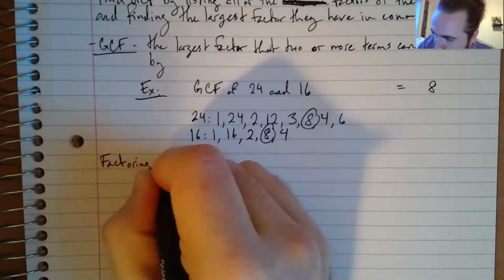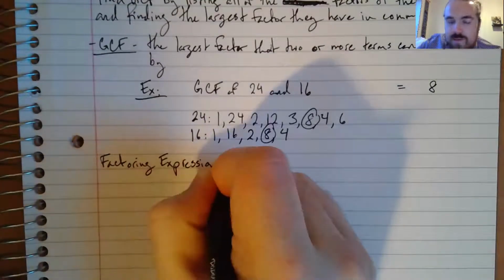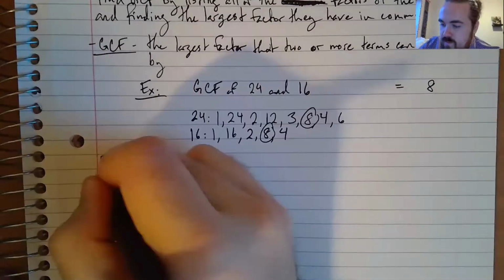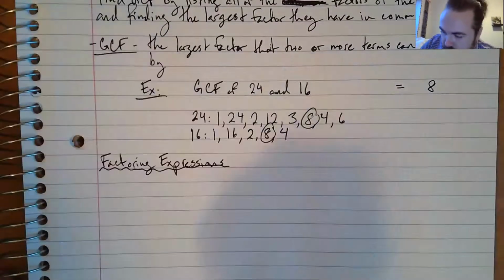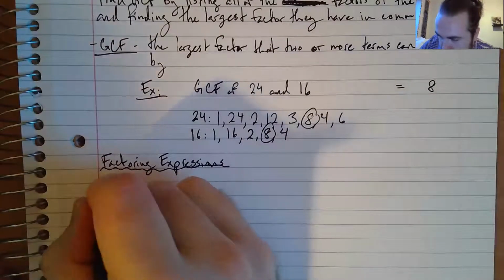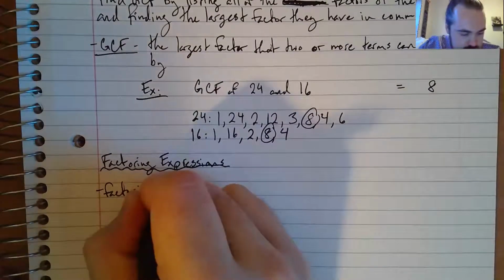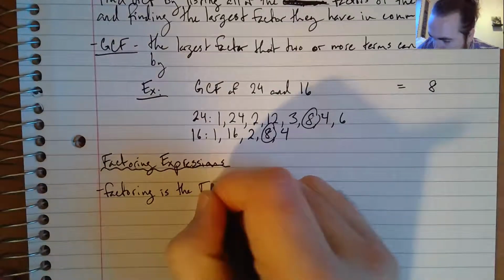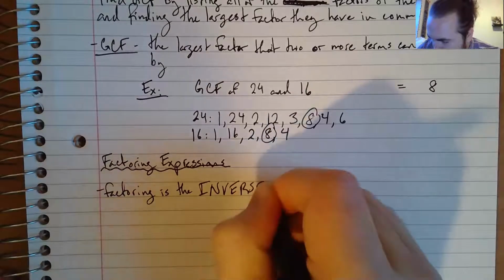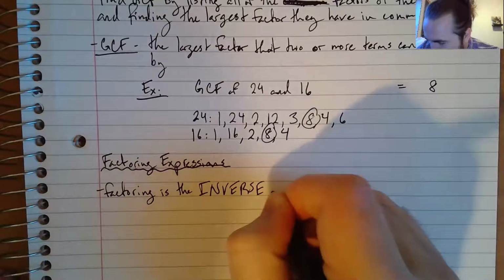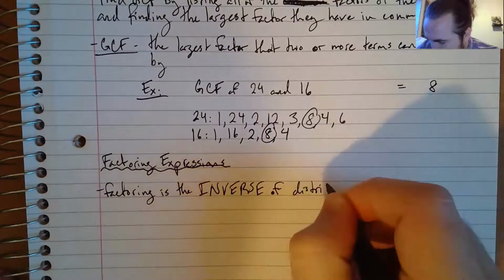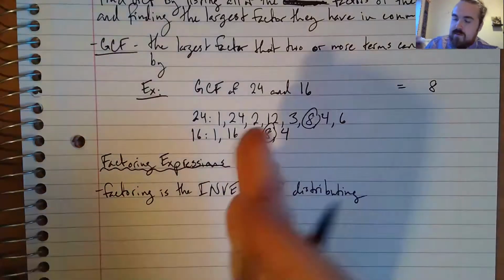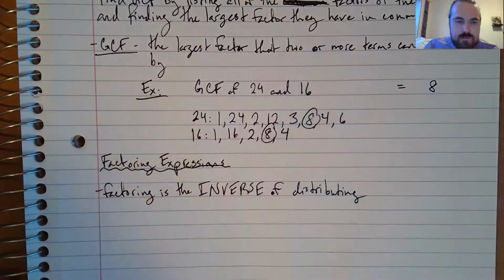I know this is kind of the overall heading as well, but you need to know this concept of GCF before you can really factor expressions. And again, remember what I said at the beginning. Factoring is the inverse of distributing. And we can see that if we do the same expression kind of both ways.